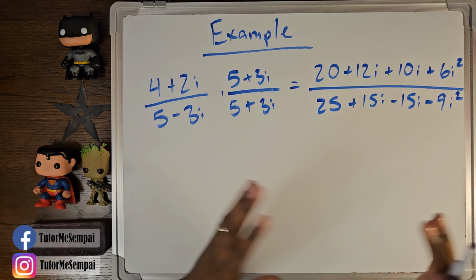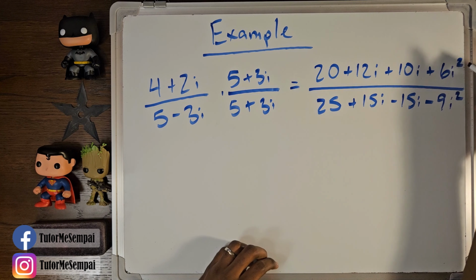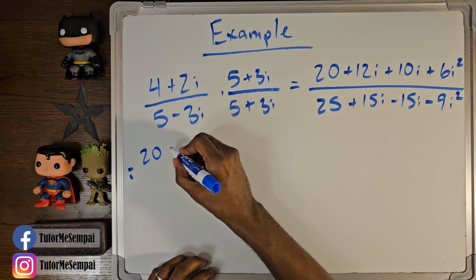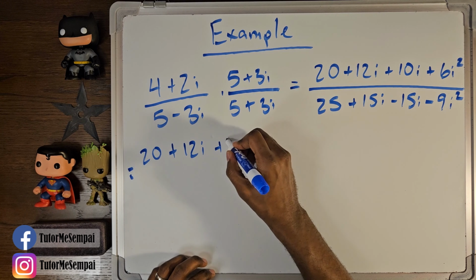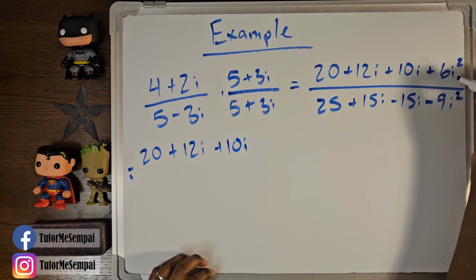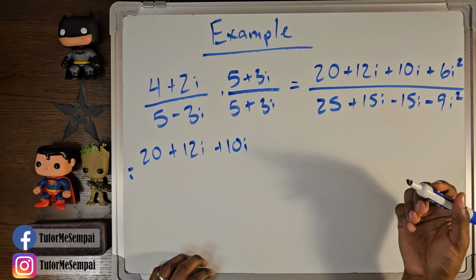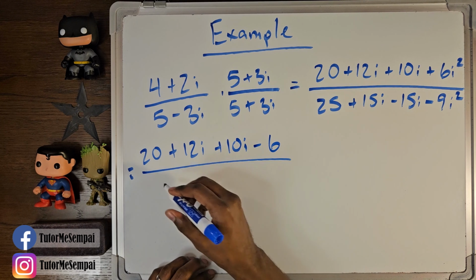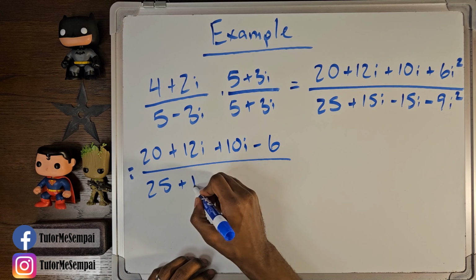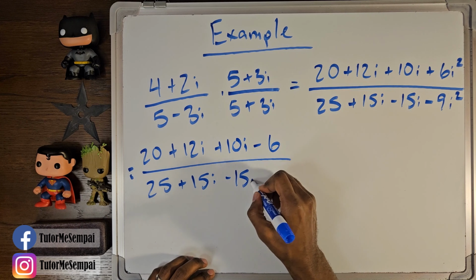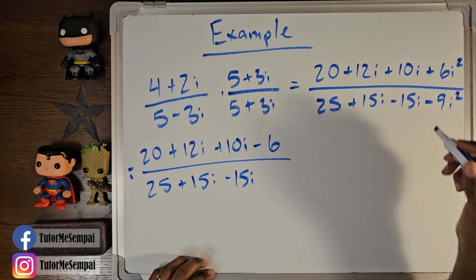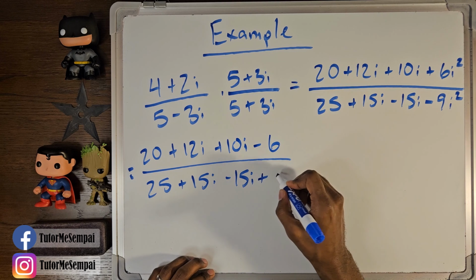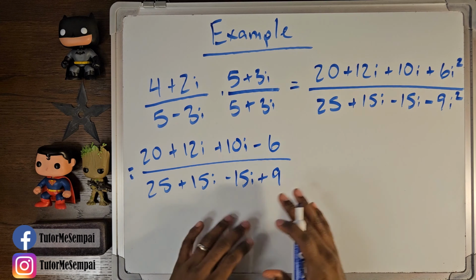Now that we have it like this, let's simplify everything. The first thing we want to simplify is these i squareds here. Let's see what those are going to be. So we're going to rewrite everything. 20 plus 12i plus 10i. And what is this 6i squared? Now, i squared is going to be negative 1. 6 times our negative 1 means we have a minus 6. And the bottom is 25 plus 15i minus 15i, and this is going to be negative 9 times i squared, which is once again negative 9 times a negative 1, means we have a plus 9 here. So we've gotten rid of all of our i squareds.